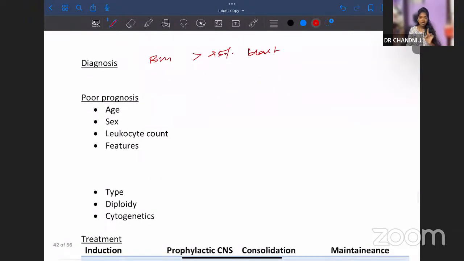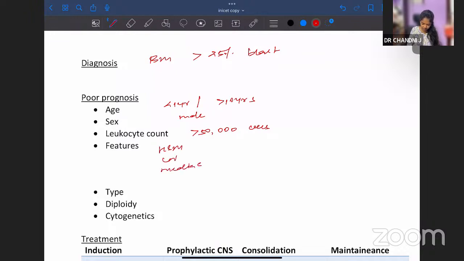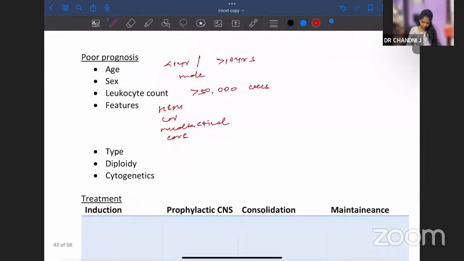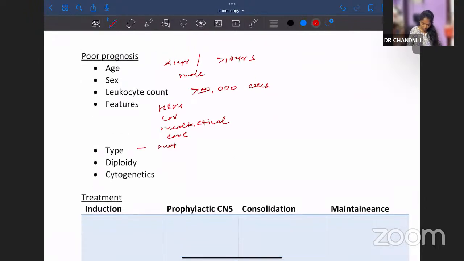Coming to the poor prognosis, this is very important. You have to memorize this. When do you say there is poor prognosis? Age less than 1 year or more than 10 years. Male sex. Leukocyte count more than 50,000 cells. Features like hepatosplenomegaly, lymphadenopathy, mediastinal involvement, and CNS involvement. Type: if it's a mature B cell, I told you it is rare, it has poor prognosis. And hypodiploidy.